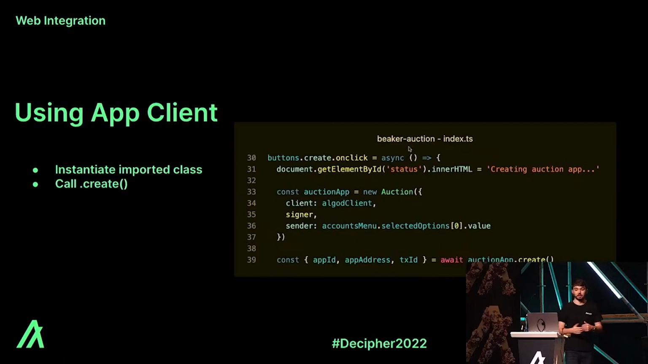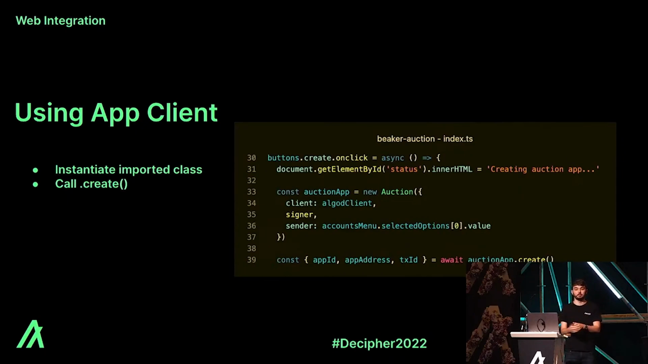So once we have that connection set up, we can start actually interacting with the smart contract. This is a snippet from the JavaScript code showing what it looks like when we create the smart contract. We'll have a button that's just called create, and when we click that button, what we want to do is instantiate this auction class. This is a class that was auto-generated by Beaker TS, and we're passing in some parameters here.